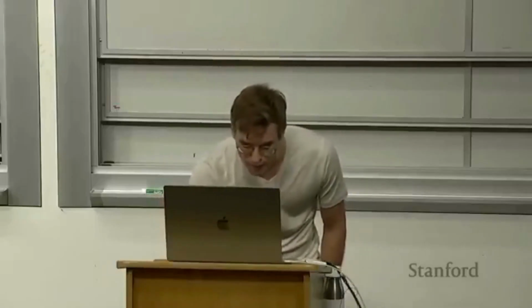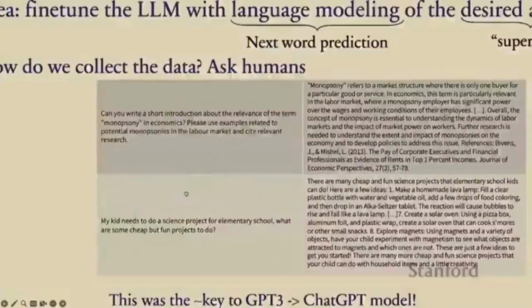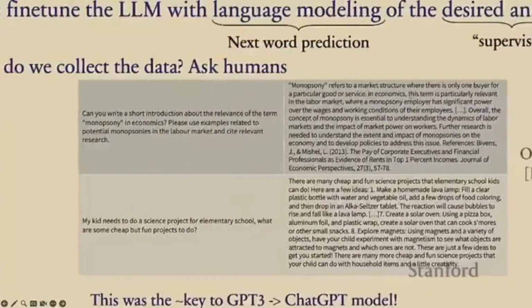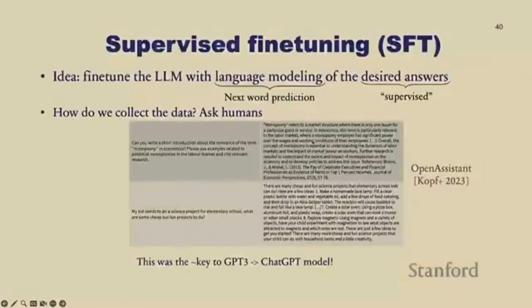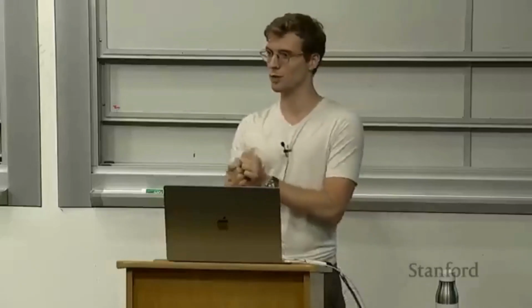So this is an example. Sorry, I can't read very well on my computer. Let's read this one. Can you write a short introduction about the relevance of the term monopsony? And then it says monopsony refers to a market structure, blah, blah, blah. And that's a human that wrote that. Actually, this is Open Assistant, which was a way to collect data online from humans. This type of supervised fine-tuning or alignment is really the key of ChatGPT. This is what made the big jump from GPT-3, which was mostly something that was known by AI researchers, to ChatGPT, which became known by basically everyone.